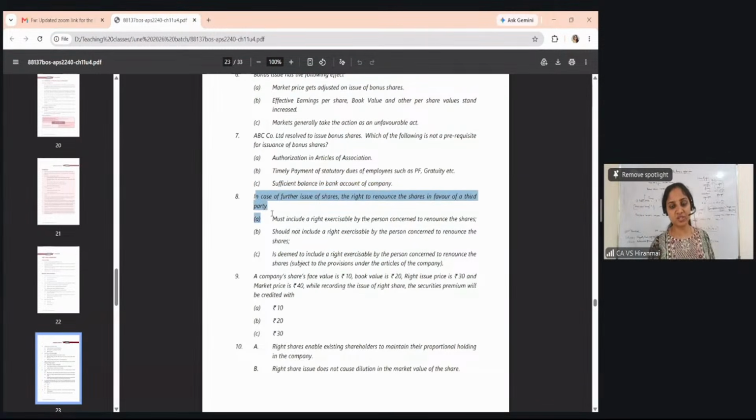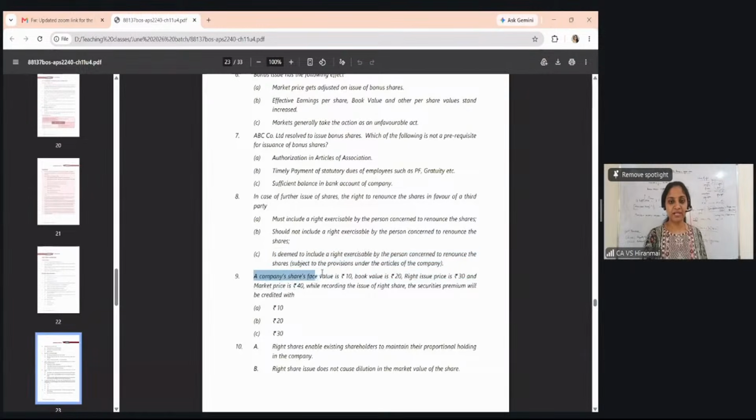In the case of further issue of shares, the right to renounce shares in favor of a third party. In case of further issue of shares, that means whenever a rights issue is done, it should include a right exercisable. It should not include a right exercisable. Is deemed to include. It is deemed to include. Whenever a rights issue is made, your right to transfer or renounce the right in favor of another person is deemed. It is there in the section already.